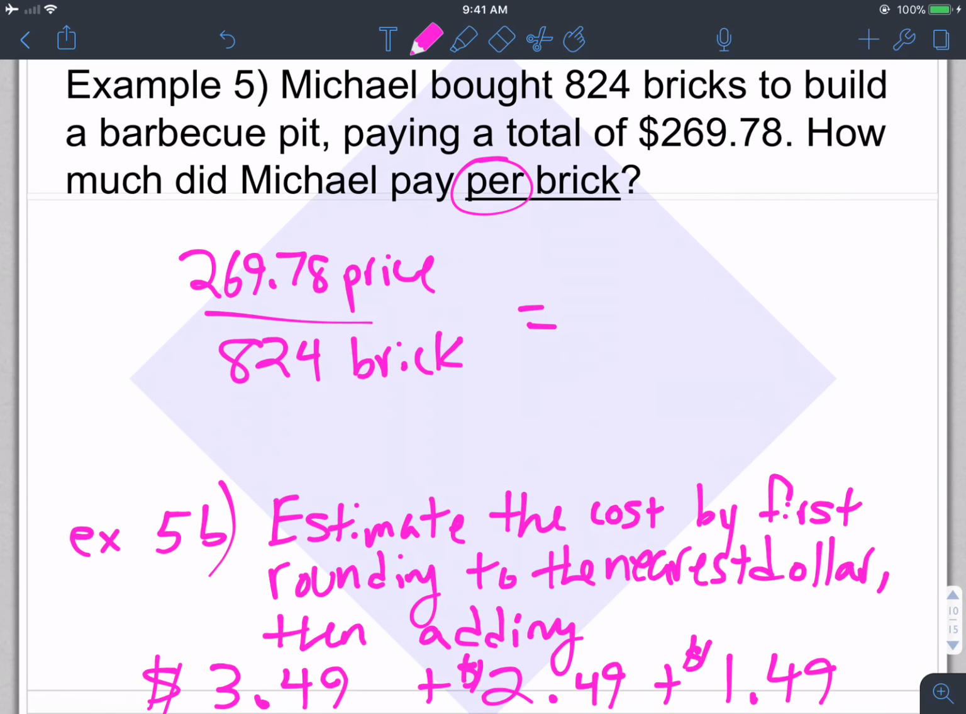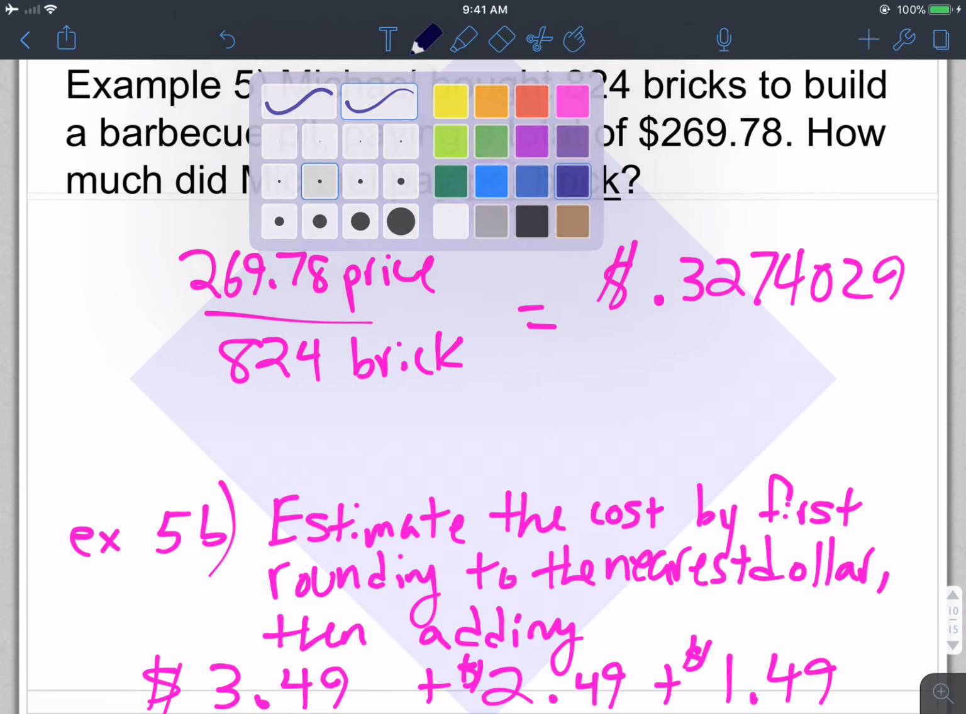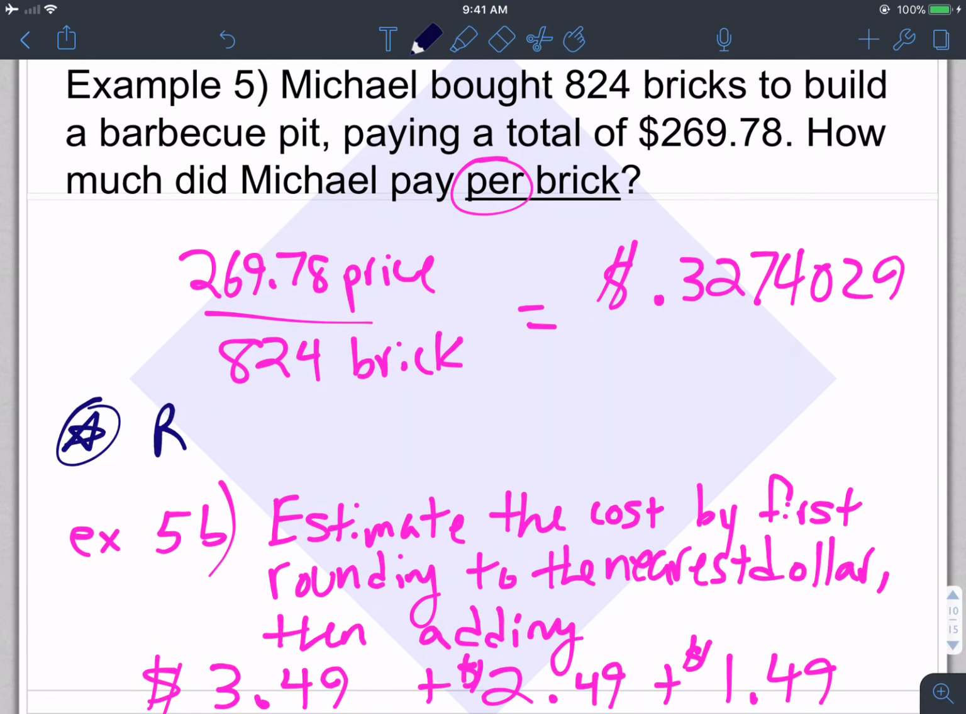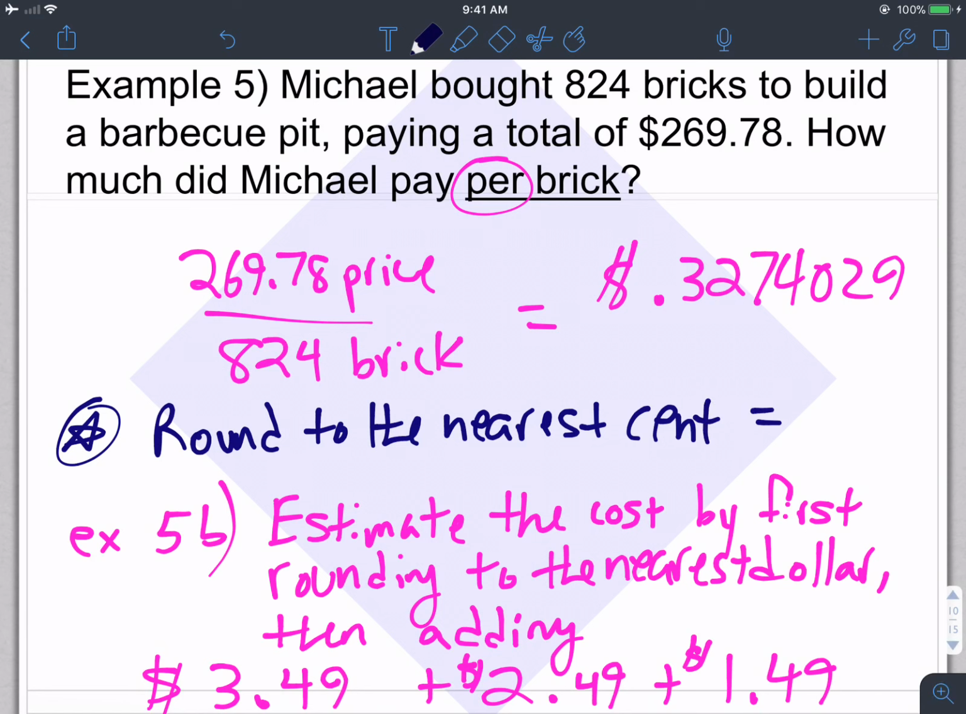And did anybody do it? Point 327. What? 4029. All right. I'm going to add one more thing here. Round to the nearest cent. Cent is the same as the hundreds place, or hundredth.